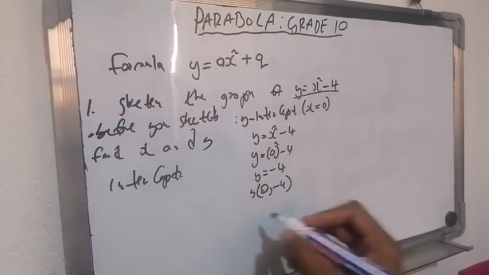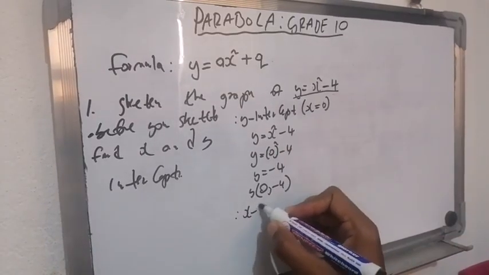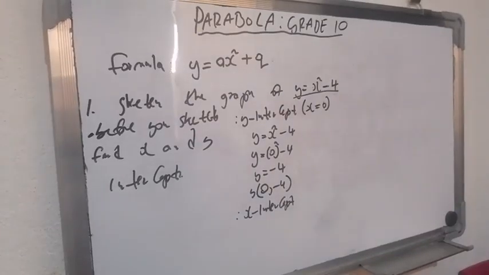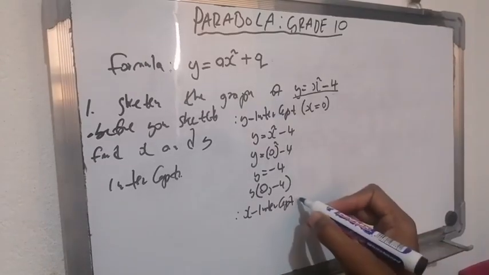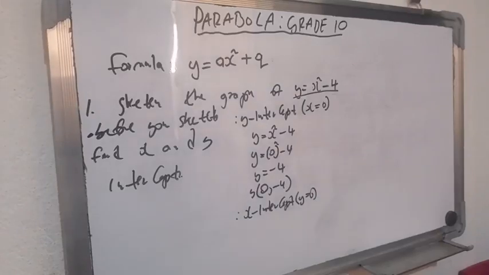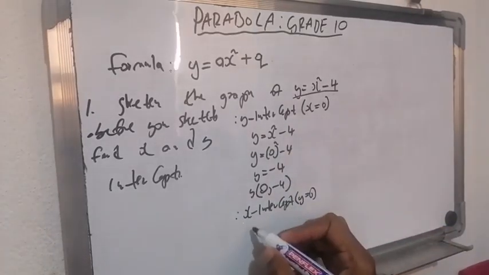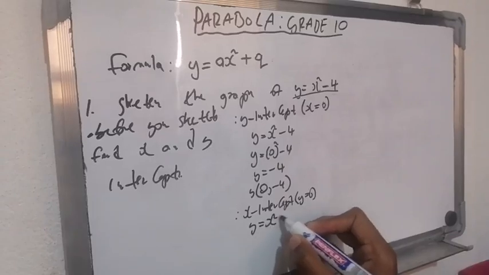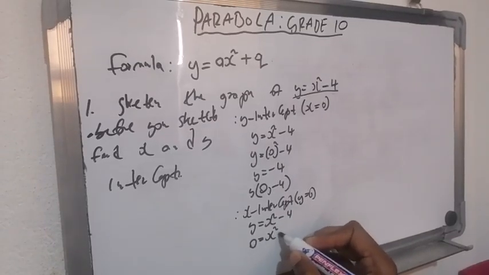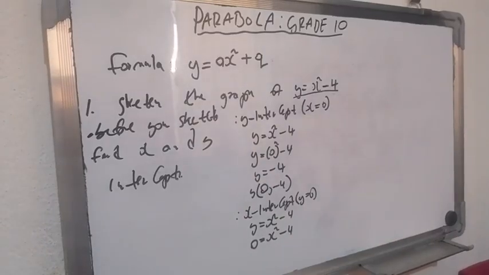Okay. And then from there, you're going to find the x-intercept. Having the x-intercept, any point on the x-axis, your y will be 0. That is a fact. Your y will be 0. So looking at this formula, y is equal to x squared minus 4, we need to make y our 0. And then we're going to have x squared minus 4. And that's where you need to factorize.